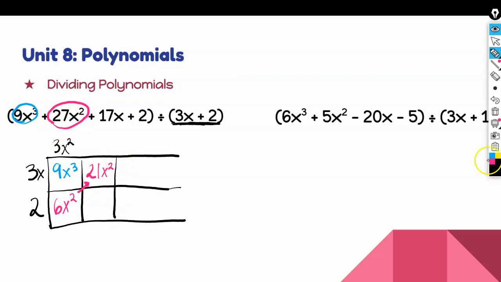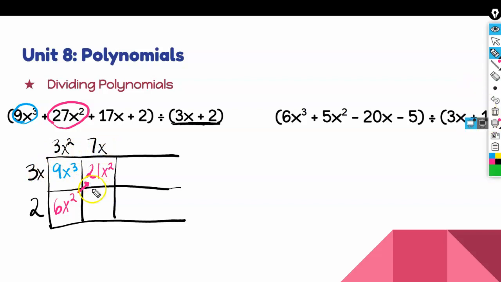Okay, and now I see what will go up here. What multiplies with 3x to give me 21x squared? 3 times 7 gives me 21, and x times x gives me x squared.